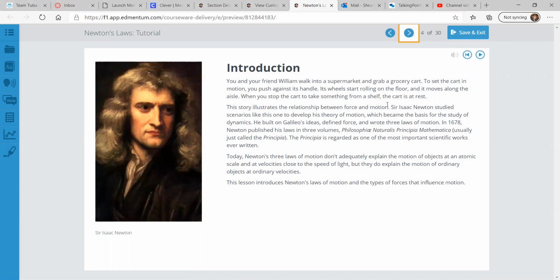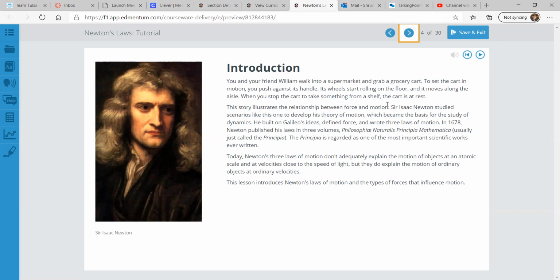Let's get into the introduction. So, you and your friend William walk into a supermarket and grab a grocery cart. To set the cart in motion, you push against its handle. Its wheels start rolling on the floor and it moves along the aisle. When you stop the cart to take something from a shelf, the cart is at rest. This story illustrates the relationship between force and motion.